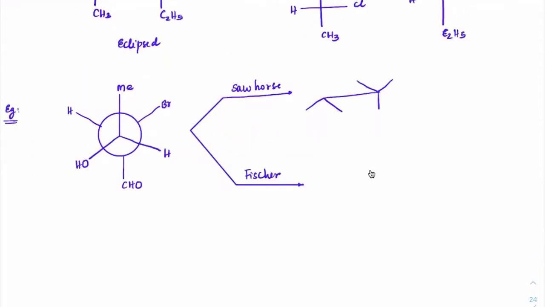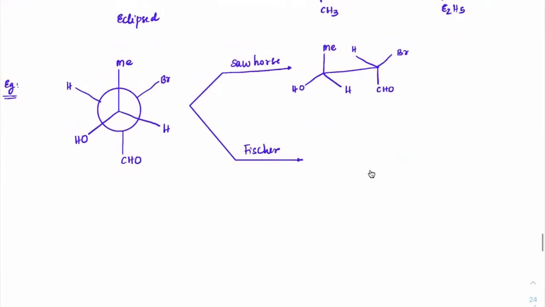Do this. This is the way to show, because you can observe this is the staggered form of it. So I can show the front carbon with methyl here, hydrogen here, and OH here. On the back carbon, you can see CHO is here, Br is here, and H is here. So it's pretty simple. See the Fisher projection now. One thing I told you is that Fisher projection can only be drawn for the eclipsed form. So first I have to convert this into the eclipsed form, for our reference.